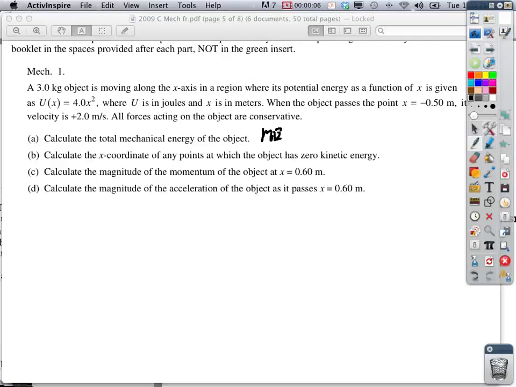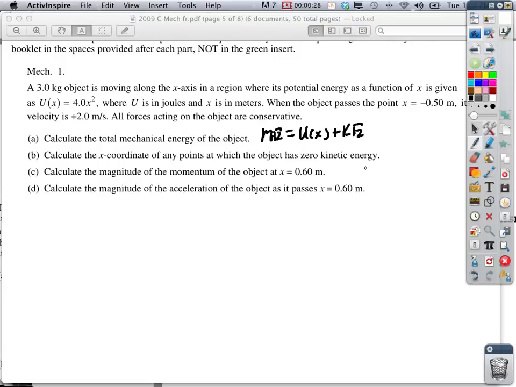Like you're just going to say ME equals U of X plus KE, right? And then you're given everything, just plug it in. Any questions on that one? We're good. Okay, I don't even think I need to do that one. Then B, calculate the X coordinate of any points at which the object has 0 kinetic energy.